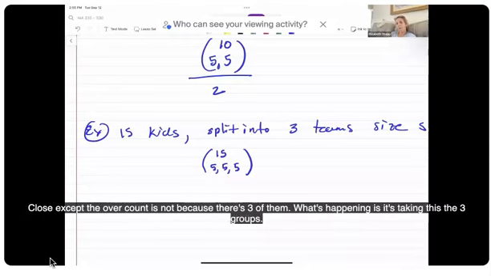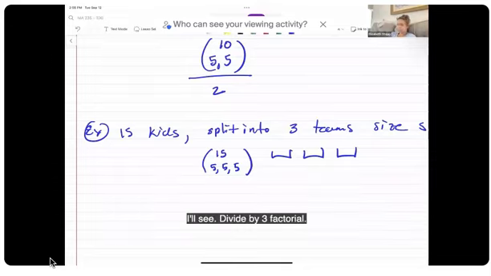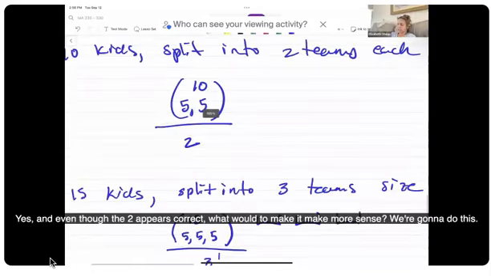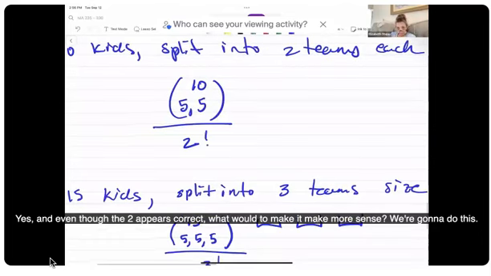Close, except the overcount is not because there's 3 of them. What's happening is it's taking the 3 groups and it's counting every permutation of those 3 groups. Divide by 3 factorial. Yes, and even though the 2 up here is correct, to make it make more sense, we're going to do this.